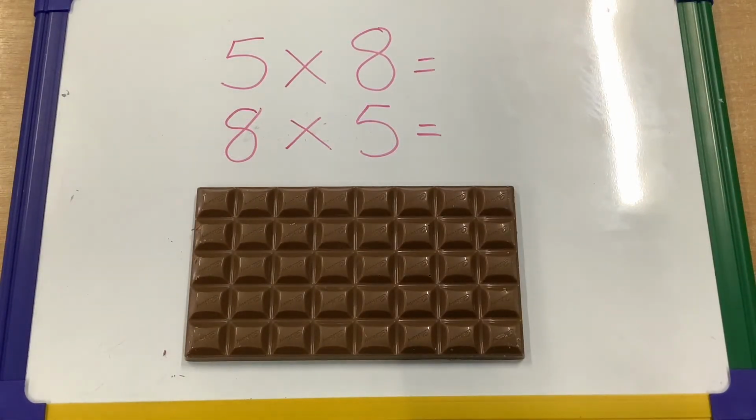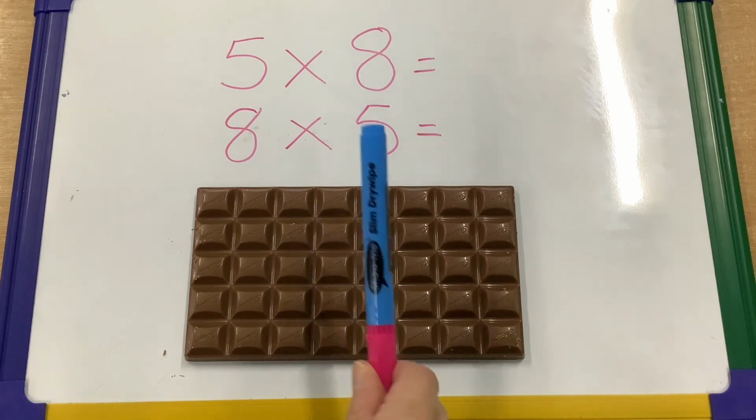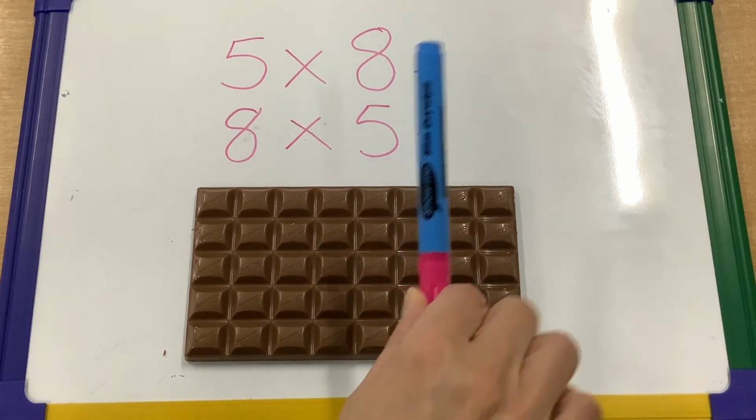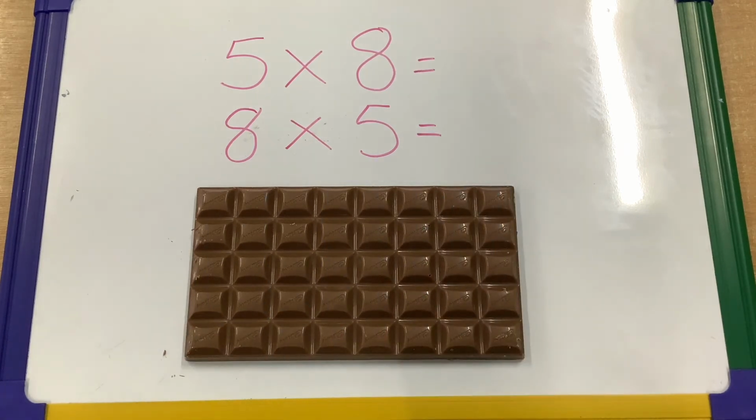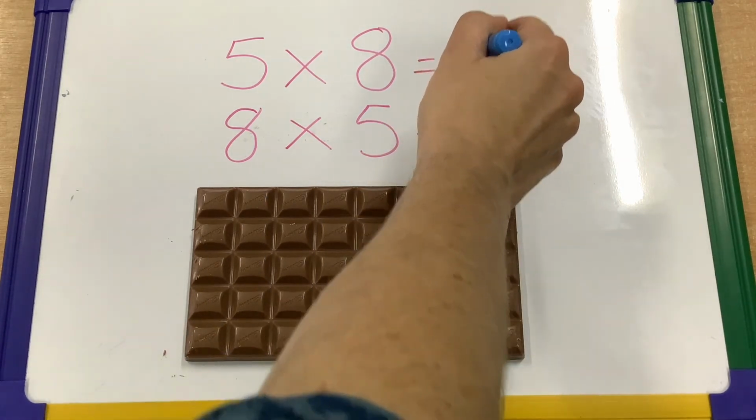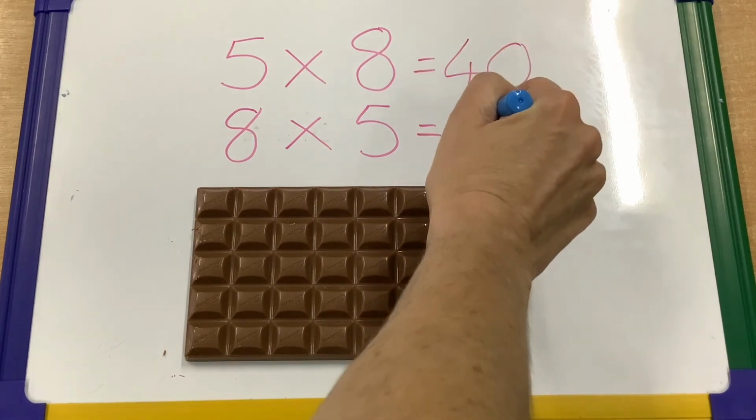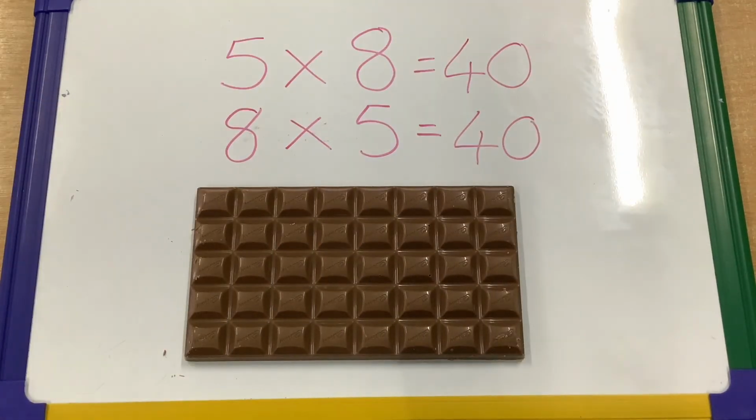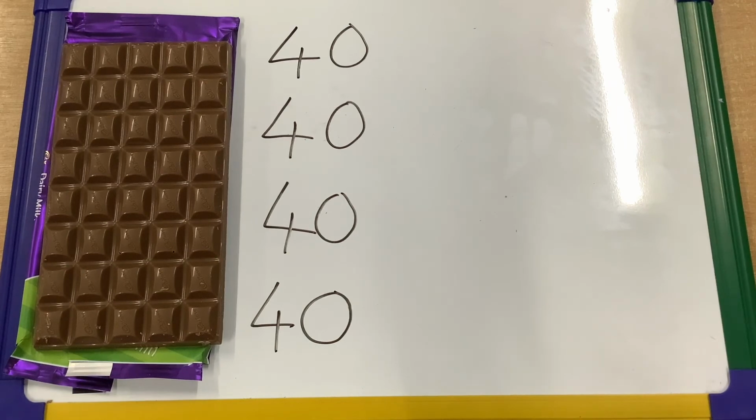So let's count the squares in groups of 5. 5, 10, 15, 20, 25, 30, 35, 40. So altogether there are 40 squares of chocolate. So if all 28 of us had been here in class today, there would be enough for us all to have a square each, and there would be some left over. Maybe you can figure out how many would have been left over.